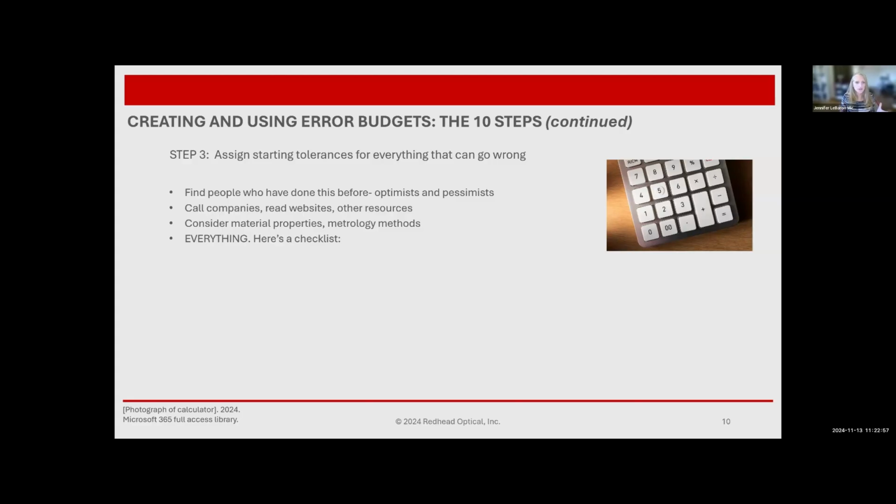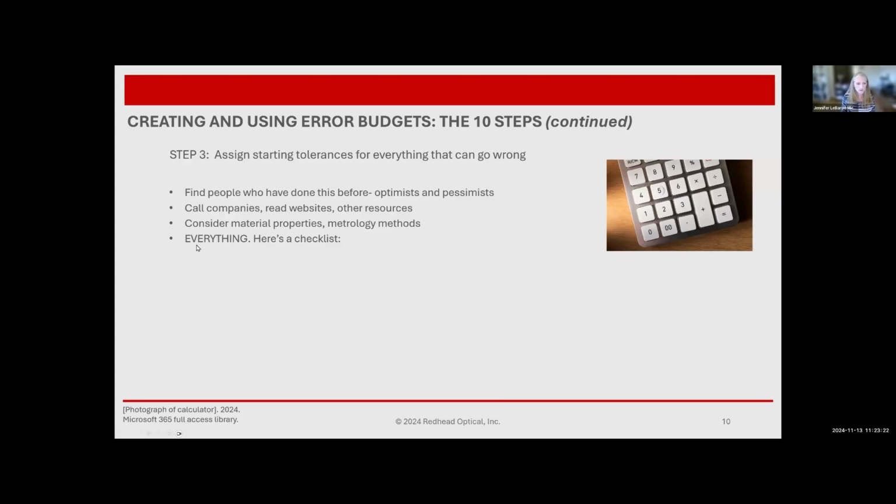So again, let's choose something else. You want to measure the radius of curvature of a mirror. Well, certainly the tolerance that you put in your budget should not be tighter than the ability of the industry to measure that parameter. So looking at metrology measurement uncertainty can help you figure out if you're in the right ballpark.